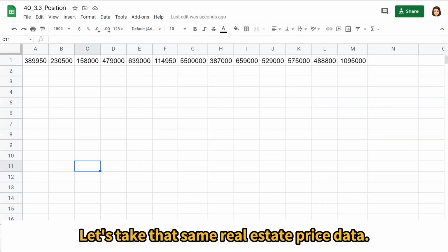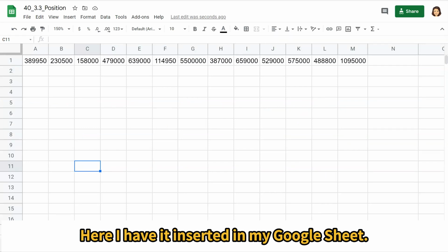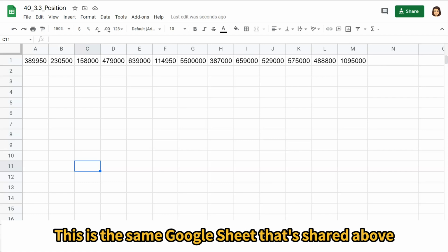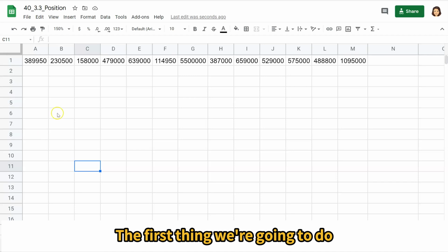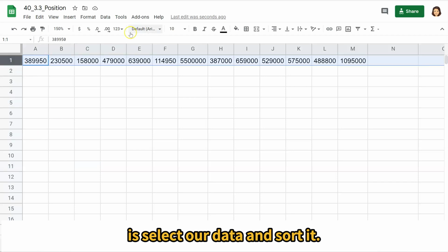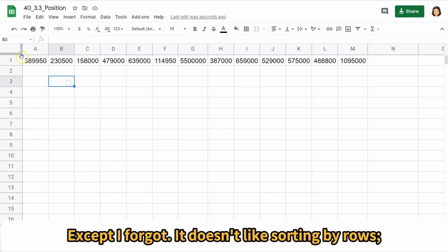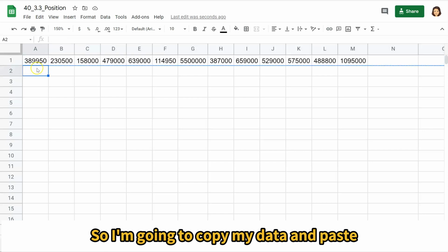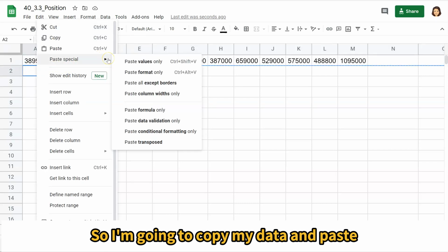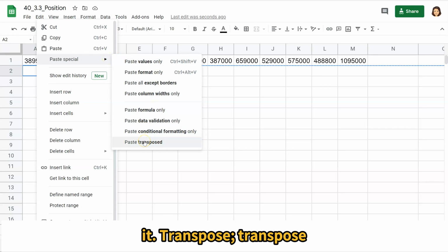Let's take that same real estate price data. Here I have it inserted in my Google Sheet. This is the same Google Sheet that's shared above when we did our percentile calculations. And the first thing we're going to do is select our data and sort it. Except, I forgot, it doesn't like sorting by rows, it likes sorting by columns. So I'm going to copy my data and paste it transposed.